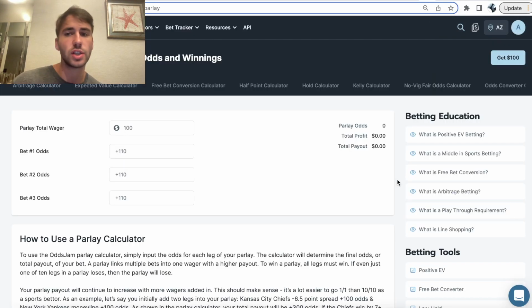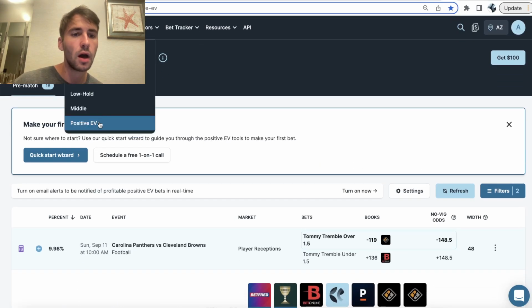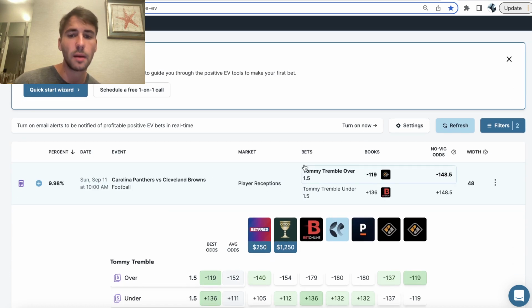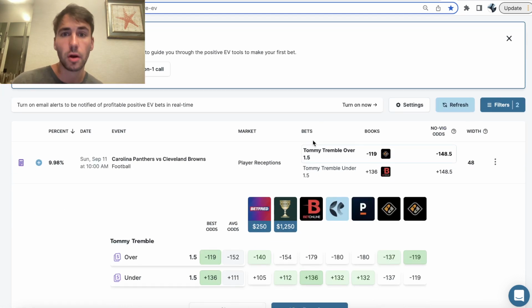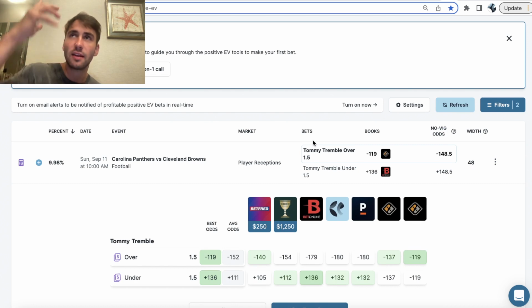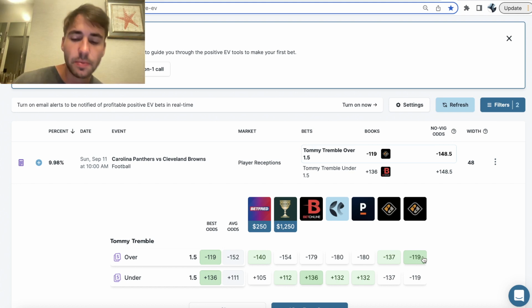If we go to OddsJam, what you'll notice is, on the positive EV tool, there's a play on Tommy Tremble. What this tool shows you is what bets have a profit margin, where the value is. It's not finger to the wind, like, he's going to have a great game tomorrow, so bet his over. It's more like, what's his line on PrizePicks? How does that compare to the rest of the market? And is there a true pricing discrepancy? His receptions line is an over-under of 1.5 receptions.